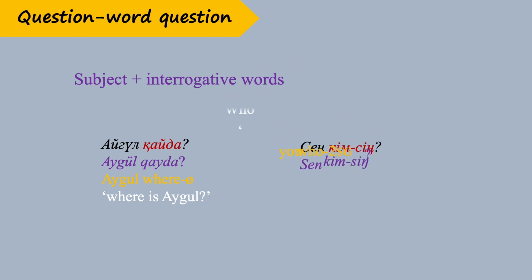Here is another example. "Сен кімсің?" Who are you? In this sentence, the subject is сен and the question word кім is a predicate, so it comes at the end of a sentence. The second-person singular personal ending сың, which indicates the subject of this sentence, is attached to the interrogative word кім, who. One of the previous videos explained the formation and usage of personal endings. If you are not familiar with the personal endings, check the description below.